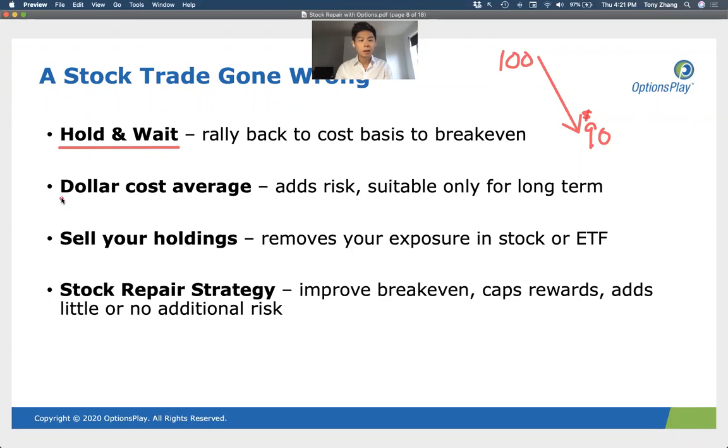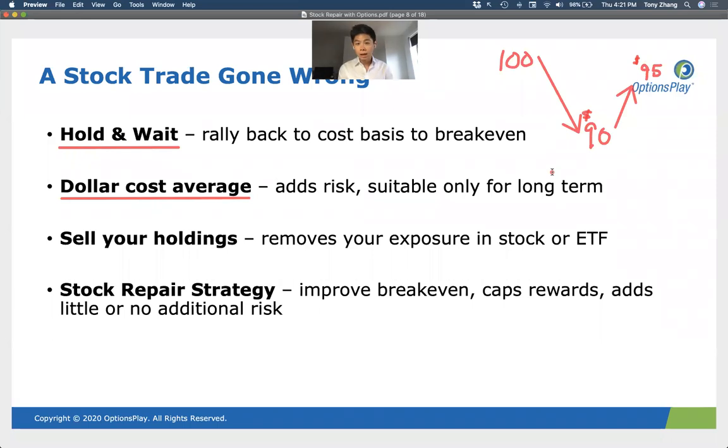The other one is dollar cost averaging. Some people like to say, well, I liked the stock at $100. Now that it's down at 90, why don't I buy some more? Because then if it jumps up to, let's say, 95, I'll be able to break even without the stock having to return to 100. How many people like to dollar cost average? Please type 2 into the chat window if you like to dollar cost average.